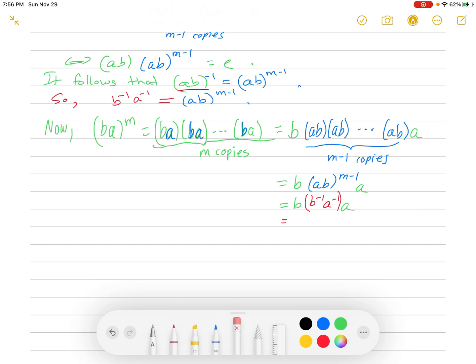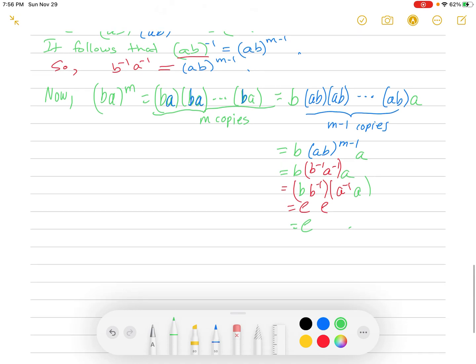Well, let me do some reassociation first. I'll be a little more careful about this. B inverse, we'll reassociate first, and then we'll have A inverse A, and then we'll have the identity times the identity, which is the identity. So what do we have? We have BA raised to the M power is the identity.